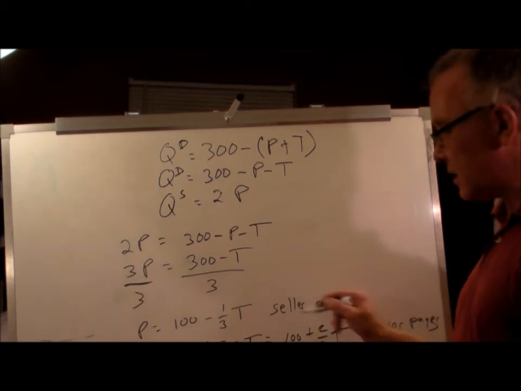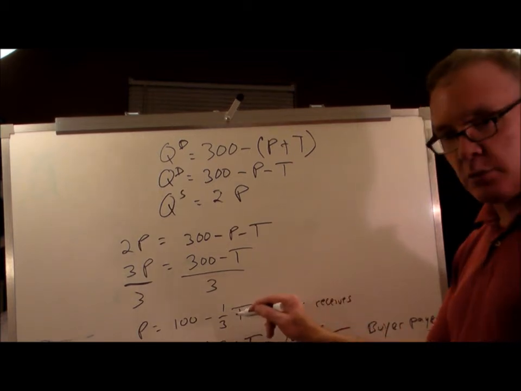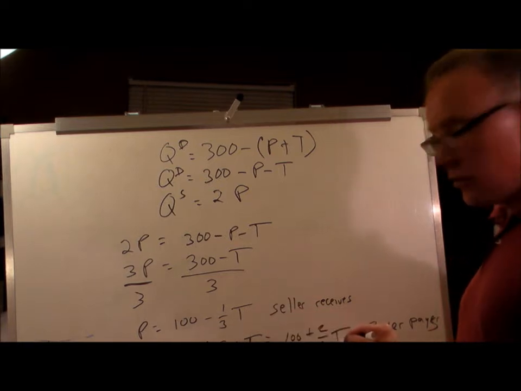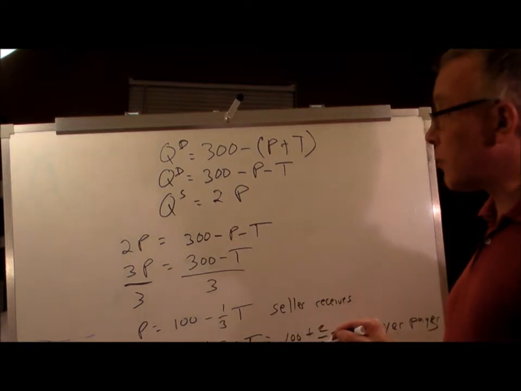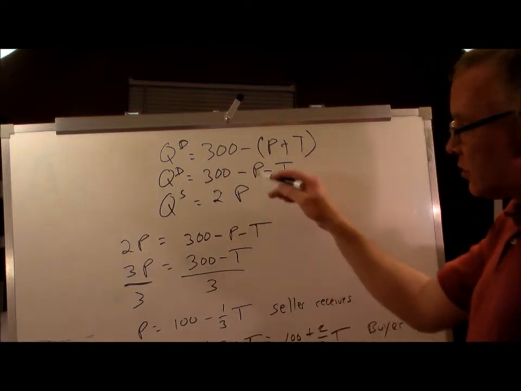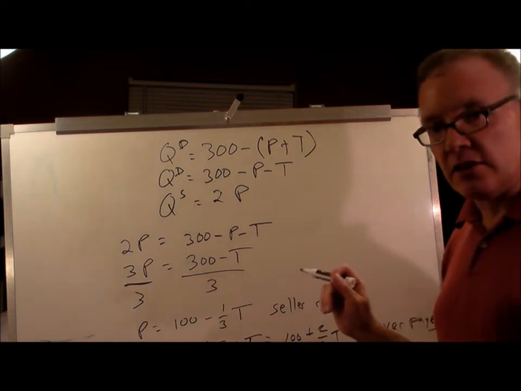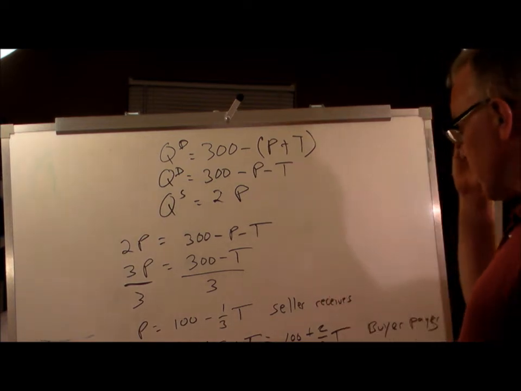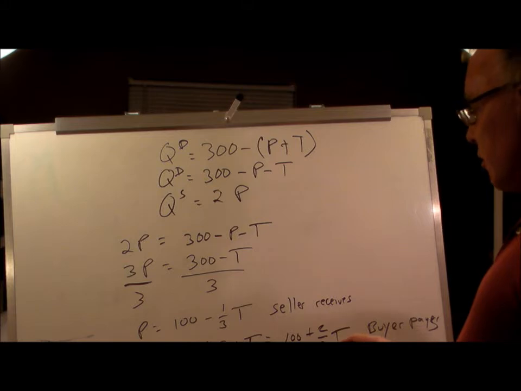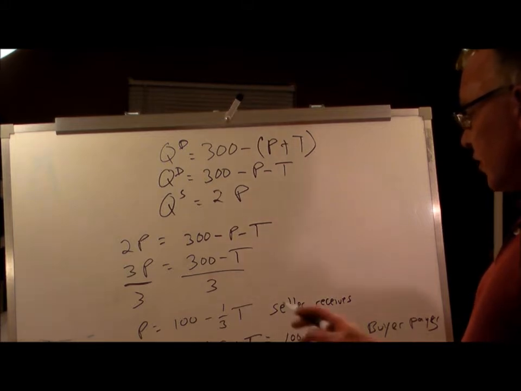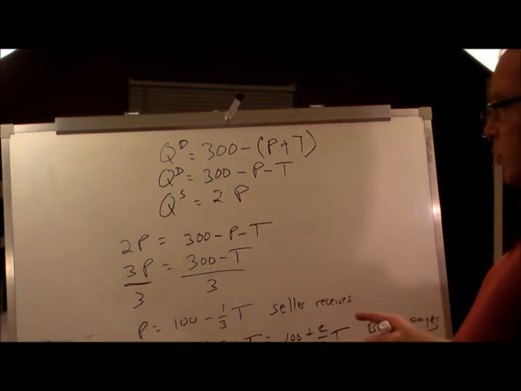So as we can see, a third of the tax is being borne by the seller, and 2/3 of this tax is being borne by the buyer, which of course has to do with the elasticities of the demand equation and the supply equation. Just to make sure this all makes sense, let's figure out what the quantities would be.